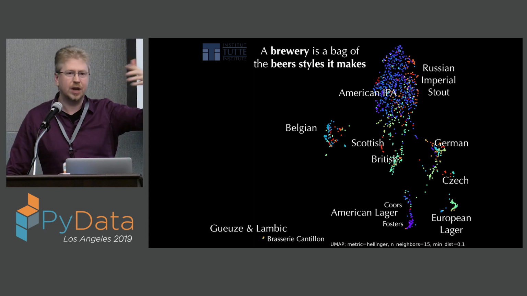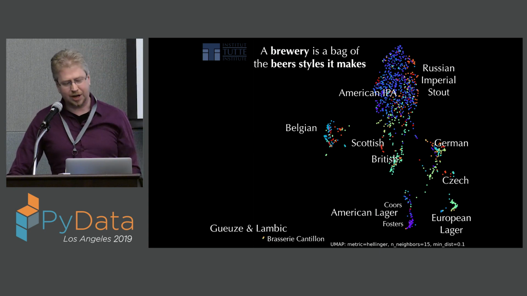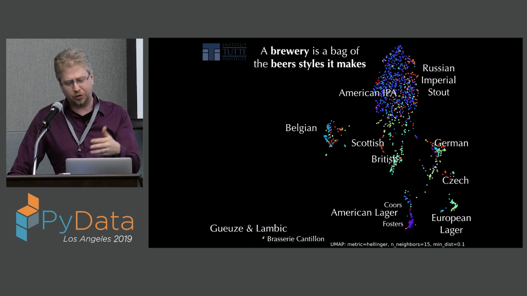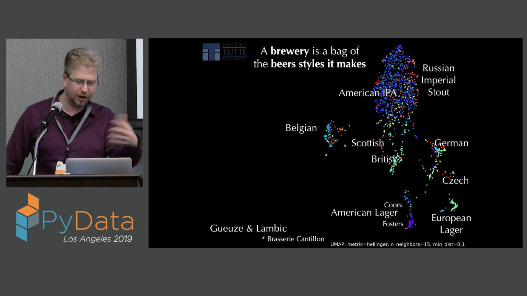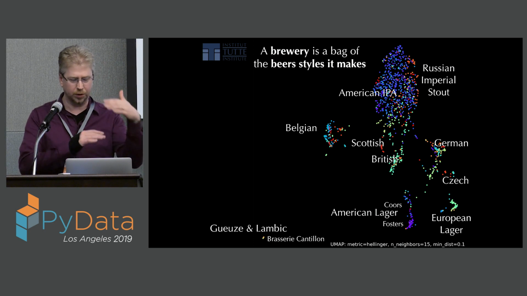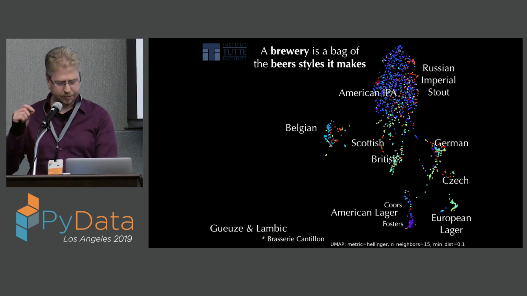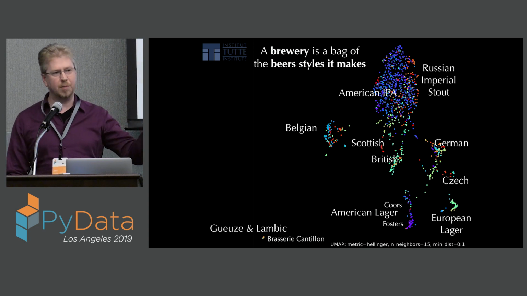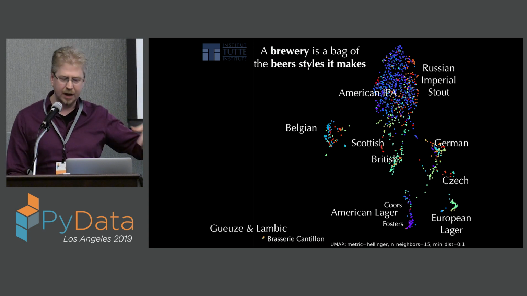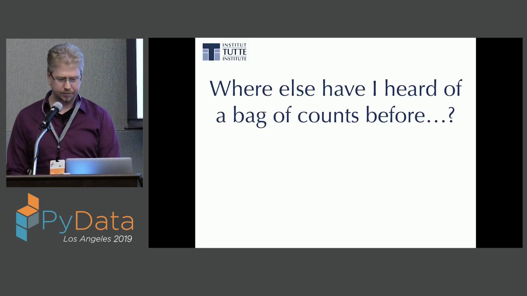Russian Imperial Stouts are the breweries that brew those, but they also brew lots of Imperial IPAs, so they end up being close together. German beers coming down, we get Czech, you transition into Czech beers, European lagers, and in the bottom cluster you have the American lagers. These are breweries like Coors and Foster's and that style of thing. Okay, this is a very different embedding than our previous geographic-based embedding, but we've learned something about breweries and the styles of beers they make.